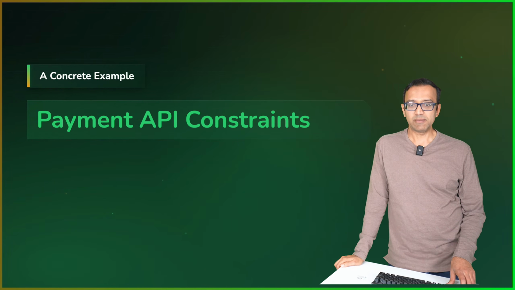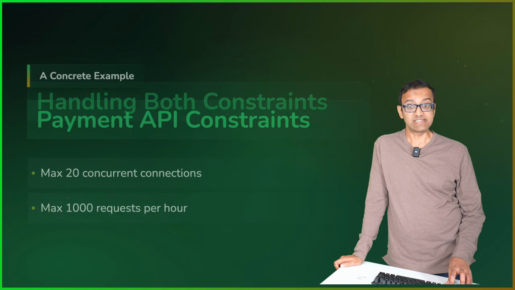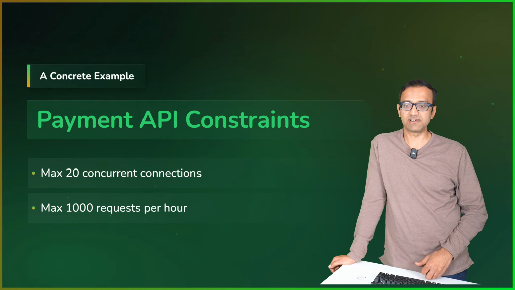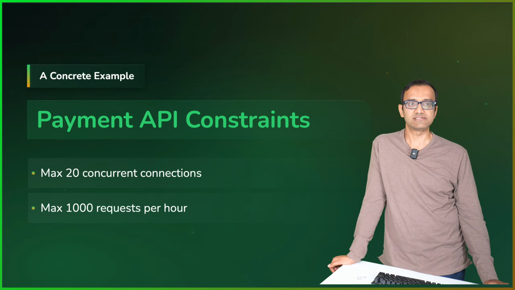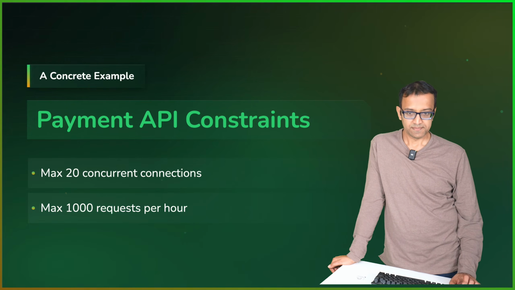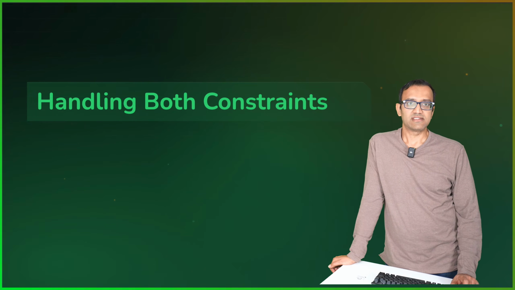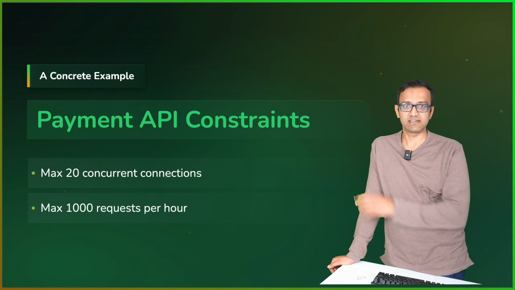Concrete example, payment API constraints. You have two constraints. Let's say you have a maximum of 20 concurrent requests and a maximum of 1,000 requests per hour, right? The first one is the concurrency limit. The second one is the rate limit. For the first constraint, you only need to set a concurrency limit of 20, right? The max concurrent connections, you set a concurrency limit of 20.